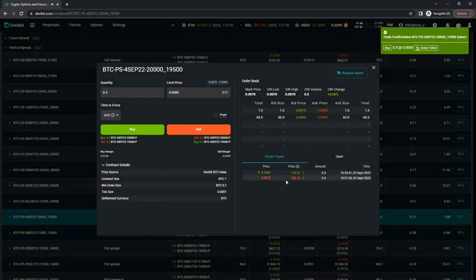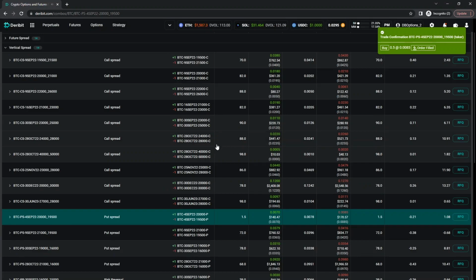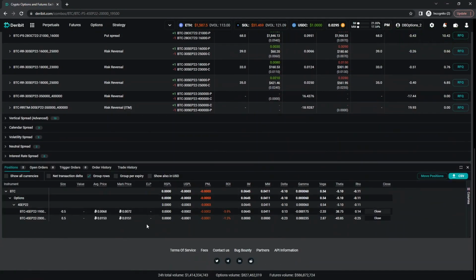Once our order to buy this spread with a quantity of 0.5 has been filled, we can see our position in the position table at the bottom of the page. The 2 options are listed separately in our account, and we are still free to trade each leg individually if we choose to. We can see that the difference between our average price for each leg is the 0.0085 price of the spread. As we only bought a quantity of 0.5 though, we of course only actually paid half of this amount plus the fees. We will hold this bear put spread to expiry and analyse the result.